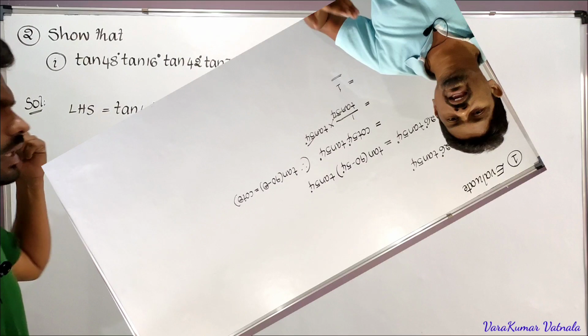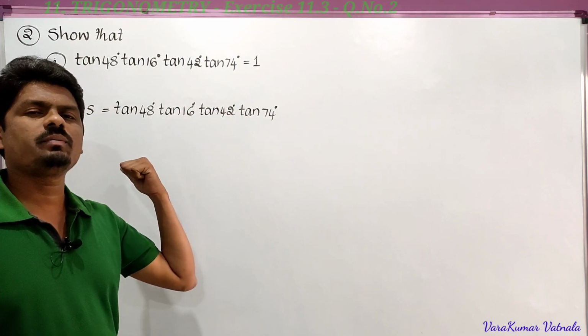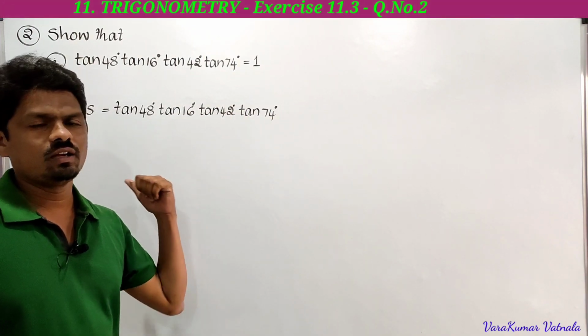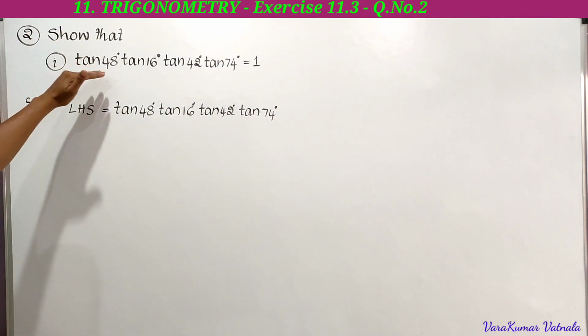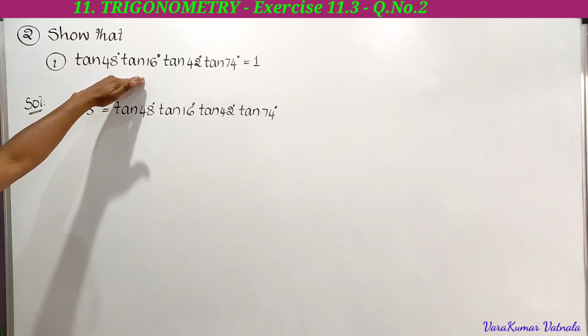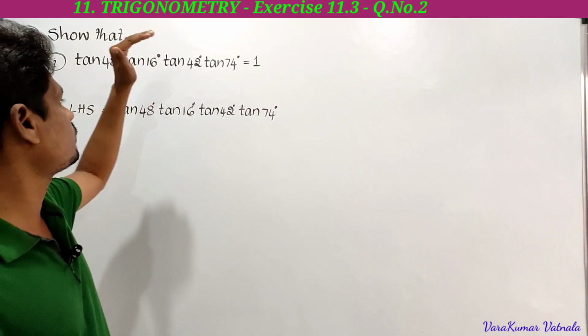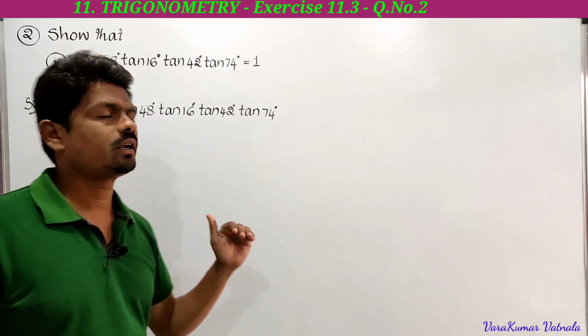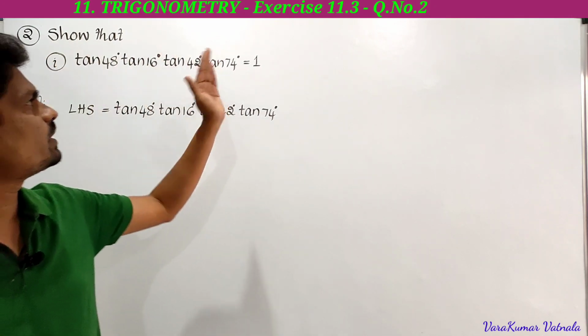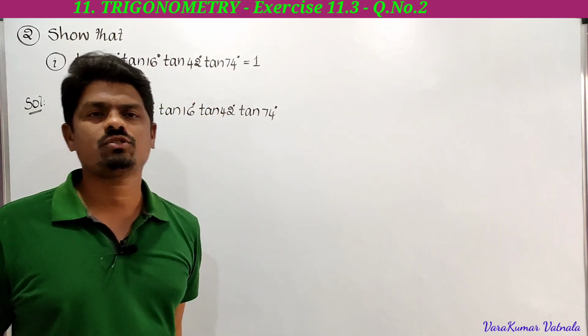Next, we have to solve the second problem. This is the second problem in exercise 11.3. See here what he is asking: show that tan 48 degrees into tan 16 degrees into tan 42 degrees into tan 74 degrees equal to 1. So this is the first bit. There are 2 bits in the second problem. This is the first bit.